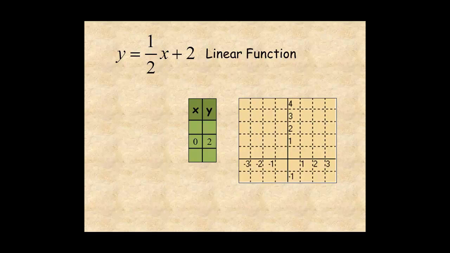So substitute x equal -2, a point to the left, into the equation. This gives 1/2 times -2 plus 2, which is -1 plus 2, which is 1. Save the ordered pair -2, 1 in the table. Then substitute x equal +2, a point to the right, into the equation. This gives 1/2 times 2 plus 2, which is 1 plus 2, which is 3. Save the ordered pair 2, 3 in the table.